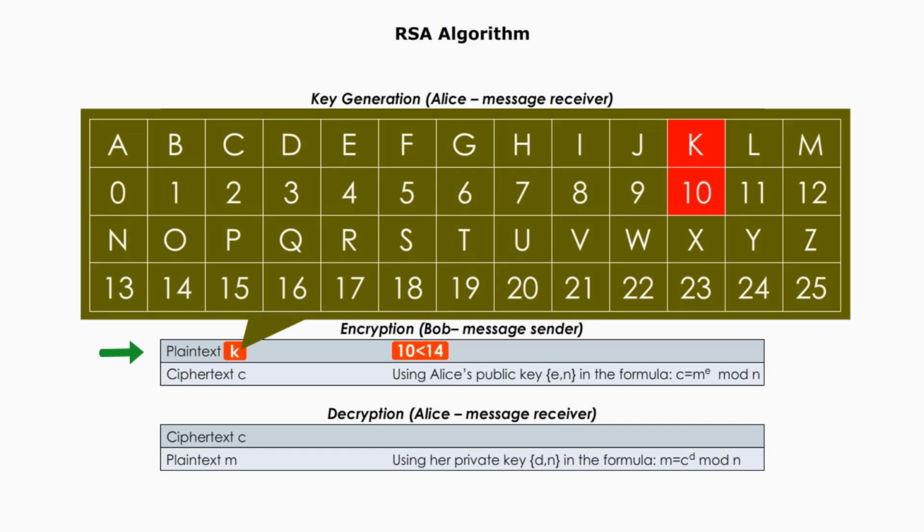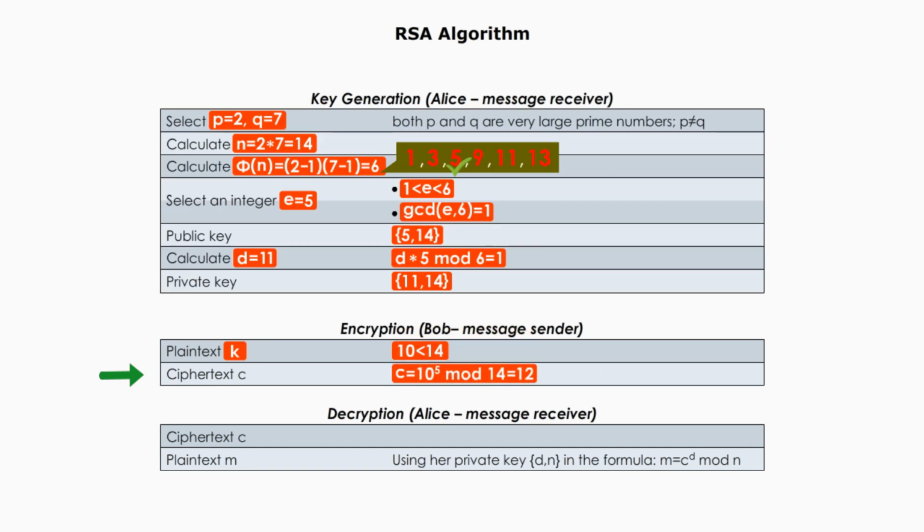Great. And let's use this formula to get the ciphertext for 10. And we get C equals 12. And 12 is the ciphertext for the plain text 10. And Bob sends 12 to Alice over the public channel.